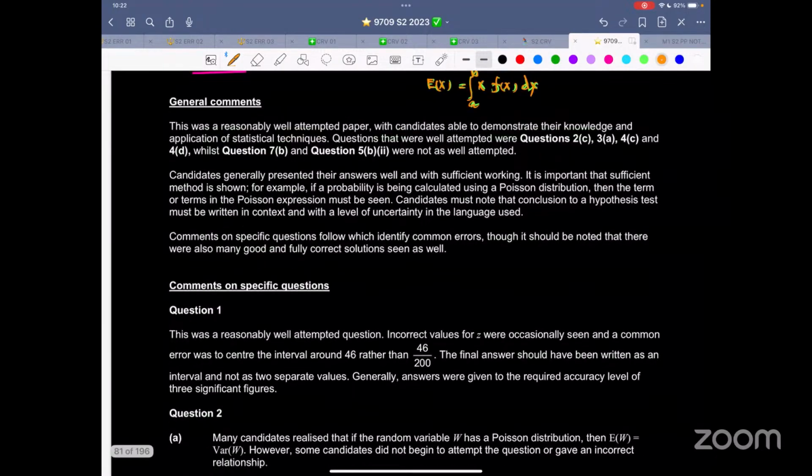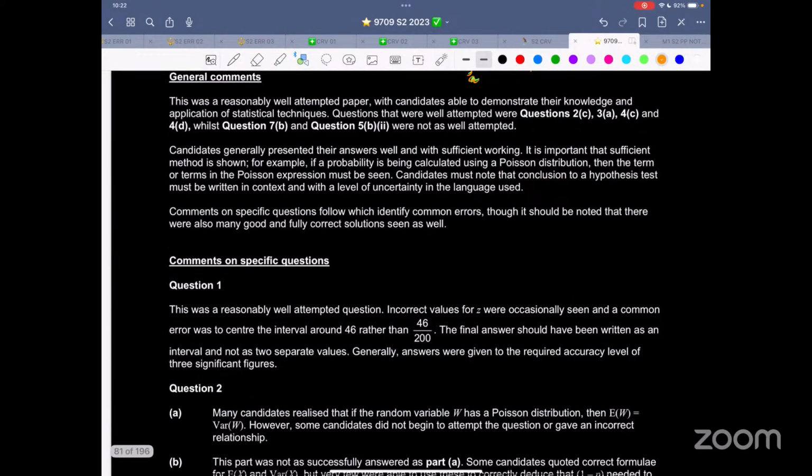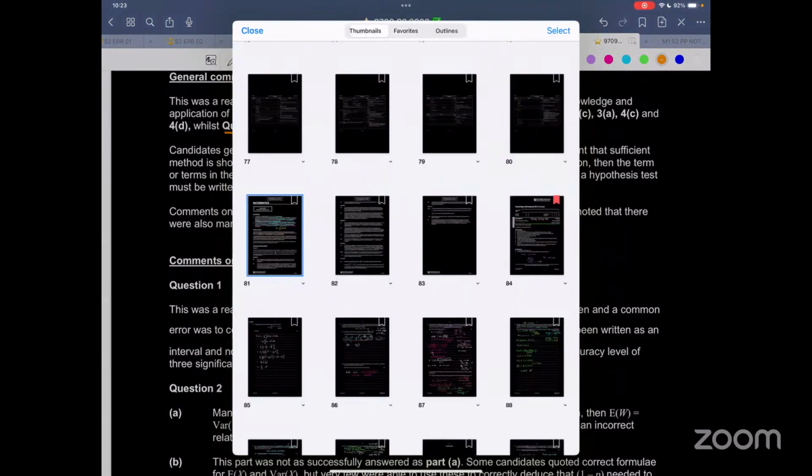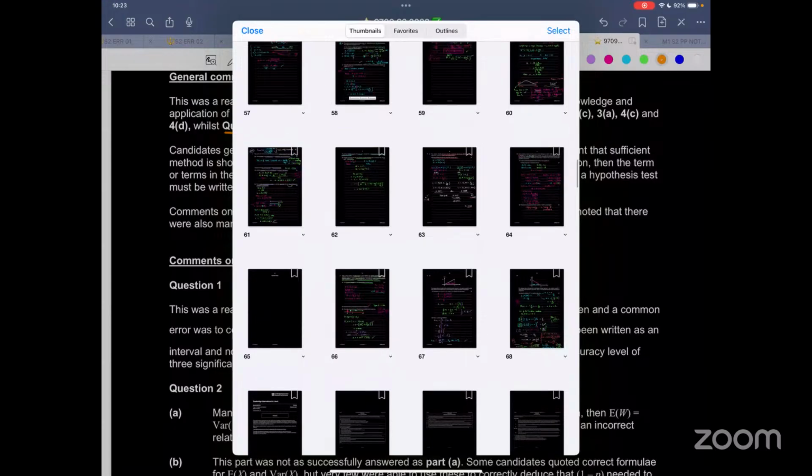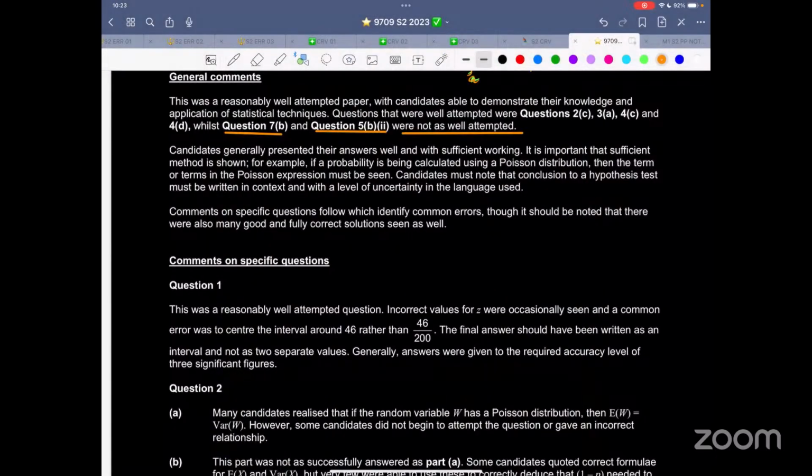General comments. Now, let me highlight the general comments. It says, this was a reasonably well attempted paper with candidates able to demonstrate the knowledge, while question 7B and question 5B were not as well attempted. Now, let's double check what these questions were. Question 5B and question 7B.